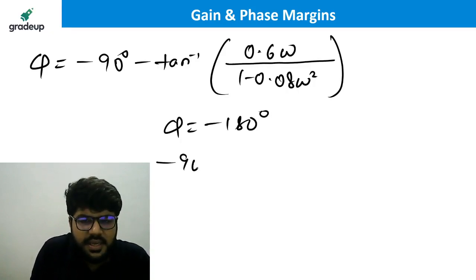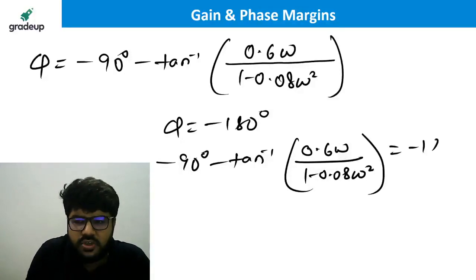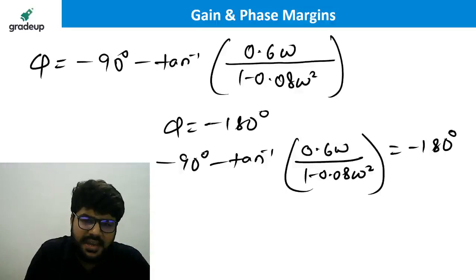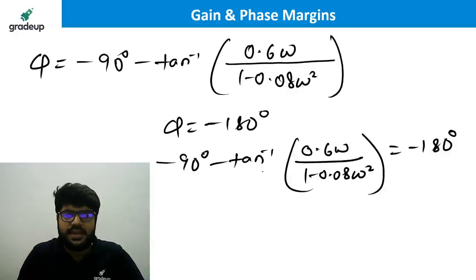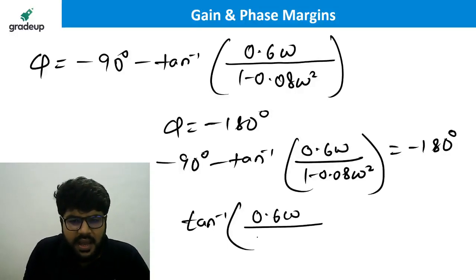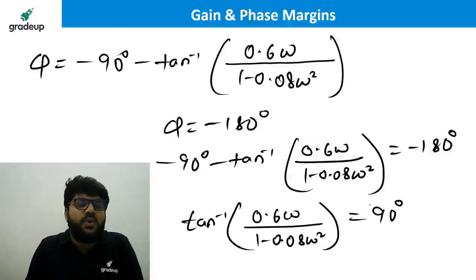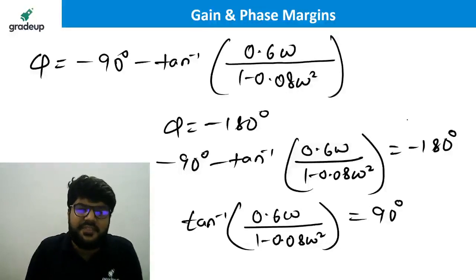That means minus 90 minus tan inverse of 0.6 omega upon 1 minus 0.08 omega square should be minus 180. Why am I choosing minus 180? Because all the terms are minus, so minus minus cancels, and then you get tan inverse of 0.6 omega upon 1 minus 0.08 omega square equal to 90 degrees. And how do you get 90 degrees? Tan inverse infinity is 90.